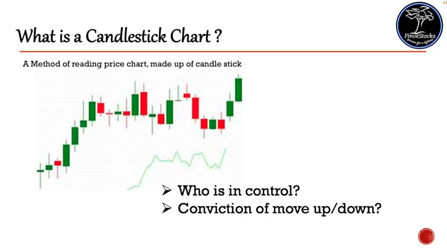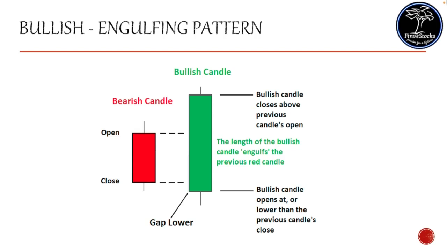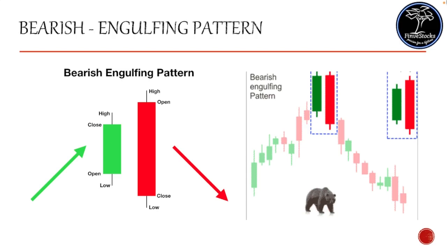In our previous videos, we discussed what a candlestick is, what the different types of candlesticks available are, what a single stick pattern is, and what a multiple candlestick pattern is. In our last video, we discussed the bullish engulfing pattern, how it is formed, and how to trade it. Today we will be discussing the bearish engulfing pattern, which is just the opposite of the bullish engulfing pattern.